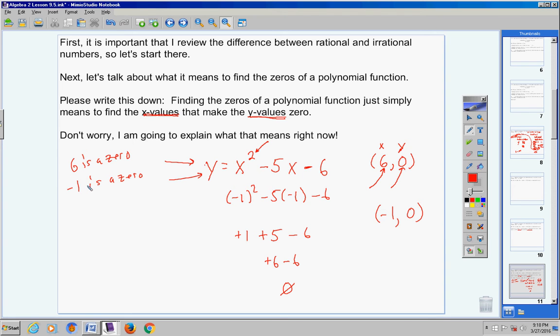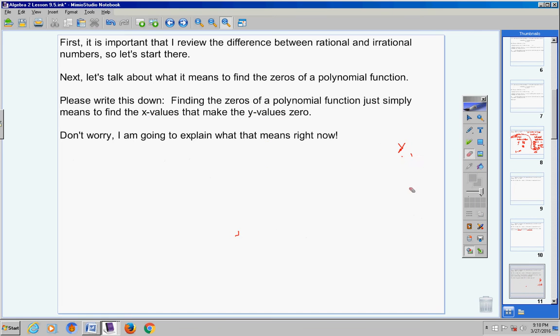Got it? So do you see what I mean now when I say to you, finding the zeros of a polynomial function just simply means to find the x values that give you an output of 0, or in other words, x values that make the y value 0. So you're trying to find x values that make the y value 0, okay? Now watch that again if you need to. It's important you understand that. So that's what I mean when I say to you, find the zeros of a function.